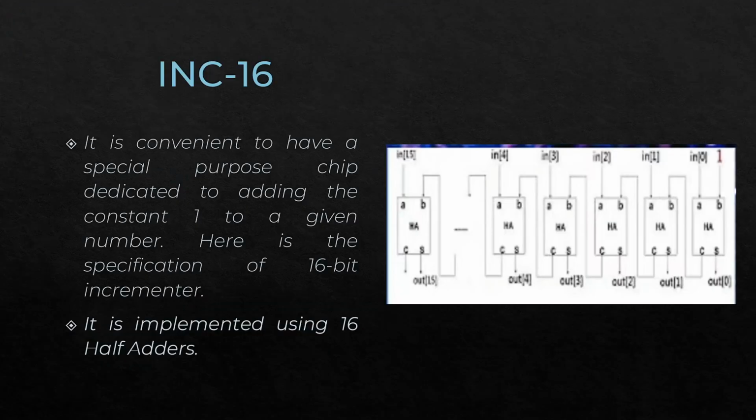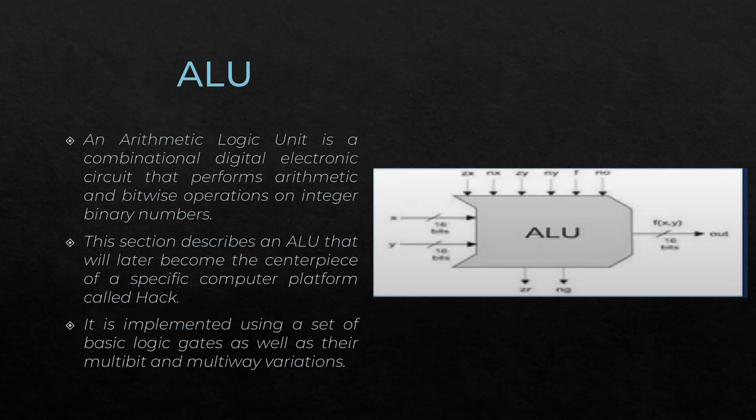Now we move on to the last chip, that is our ALU. An arithmetic logic unit is a combinational digital electronic circuit that performs arithmetic and bitwise operations on integer binary numbers. This section describes an ALU that will later become the centerpiece of a specific computer platform called Hack. It is implemented using a set of basic logic gates as well as their multi-bit and multi-way variations. So basically the ALU will be implemented using all the chips that we have built up to this stage.